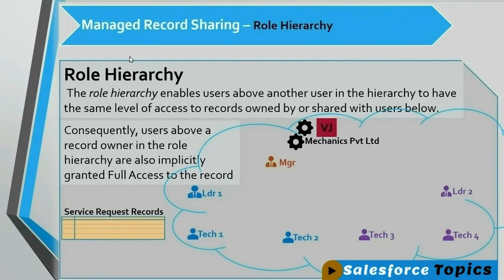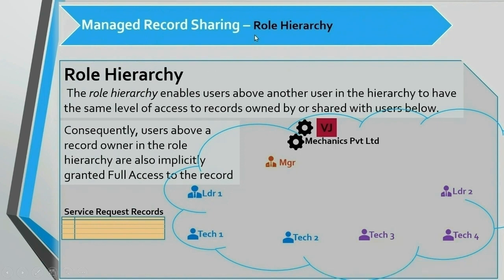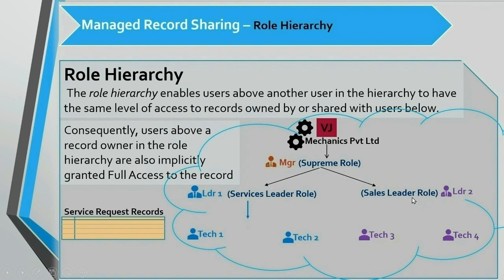After OWD, the other technique available under managed record sharing is role hierarchy. To understand role hierarchy in a better way, we would create another three users, LDR2, Tech3, and Tech4, and apply the role hierarchy on this organization as below. For manager, supreme role; for LDR1, services leader role; and for LDR2, sales leader role.